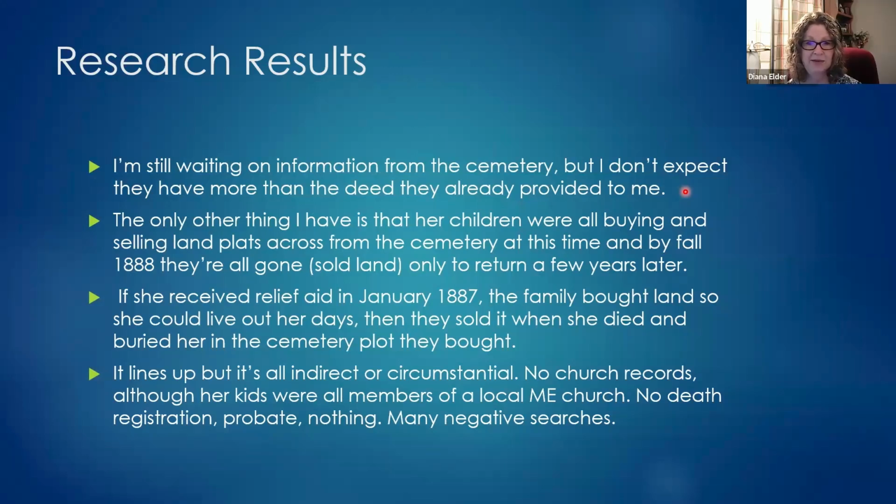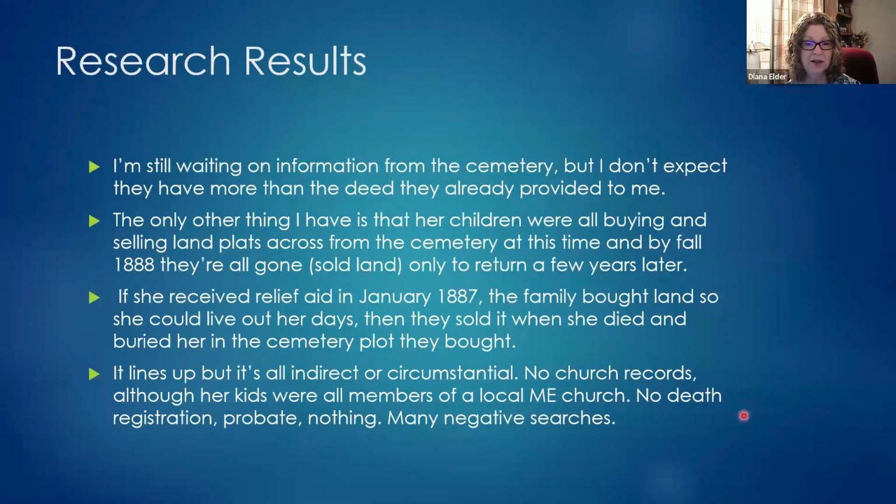The only other thing I have is that her children were all buying and selling land plats across from the cemetery at this time. And by fall 1888, they are all gone. So those children have sold the land only to return a few years later. Interesting. So if she, Eliza, received relief aid in January 1887, the family bought land so she could live out her days. Then they sold it when she died and buried her in the cemetery plot they bought. So that's another good hypothesis. We're starting to put together pieces of the story that could pan out.